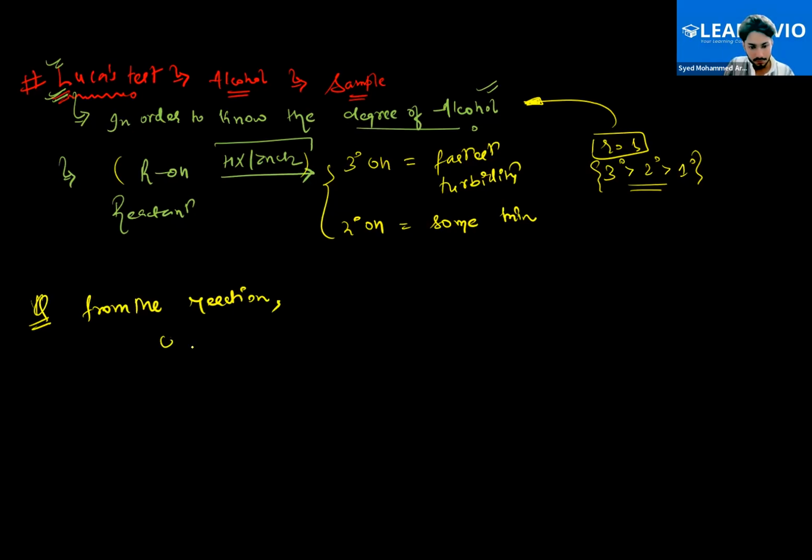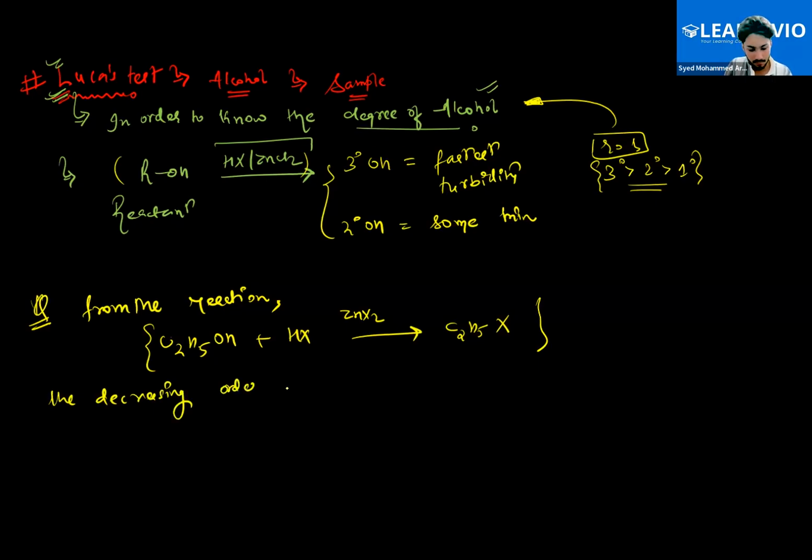Okay, sir. So C2H5OH plus HX will give C2H5X, and this is the general reaction. Okay. So the question is the decreasing order of reactivity of halogen acids.